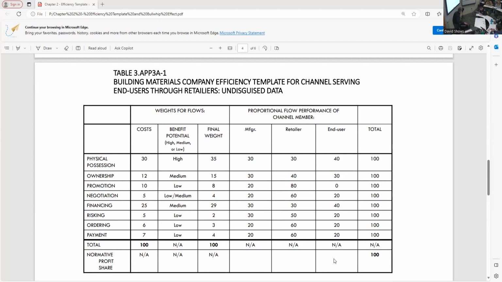So let's read up at the top. The building materials company efficiency template for channel serving end users through retailers. So what does that say? The first column is the actual cost by percentage. Physical possession 30, ownership 12, promotion 10, negotiation 5, financing 25, risk 5, ordering 6, payment 7.